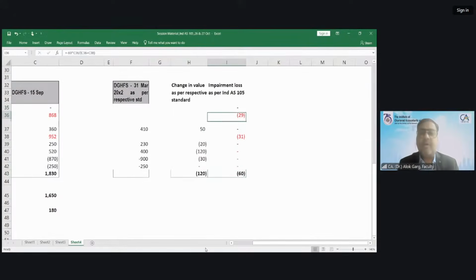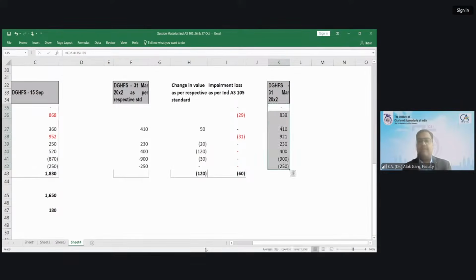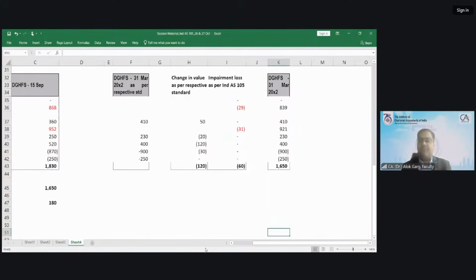So friends, now what is the value of my DGHFS finally? Finally, the total has to come as 1650, correct? So goodwill was 0. This plus this is 0, and these are the values. And what should be my total? My total should be 1650. Yes, the total is 1650. So we are good now, right?